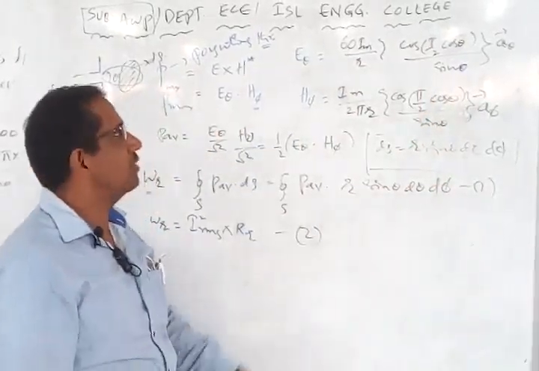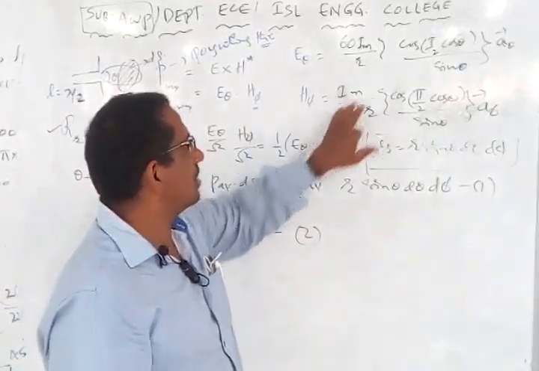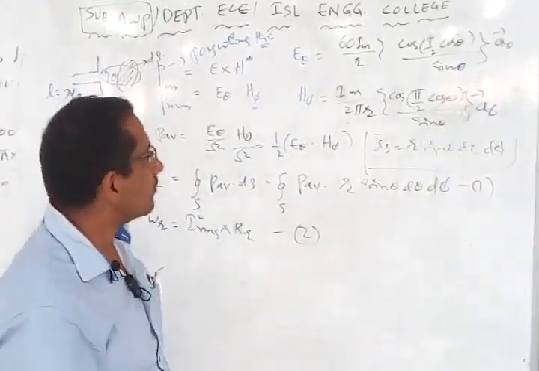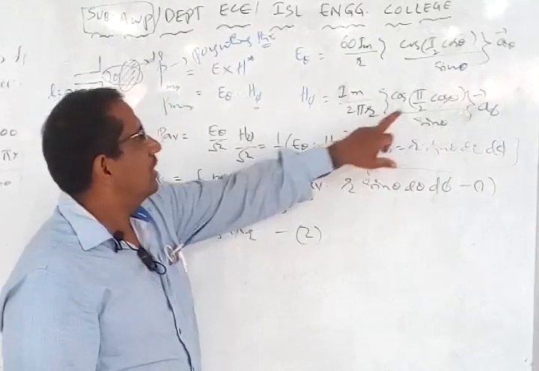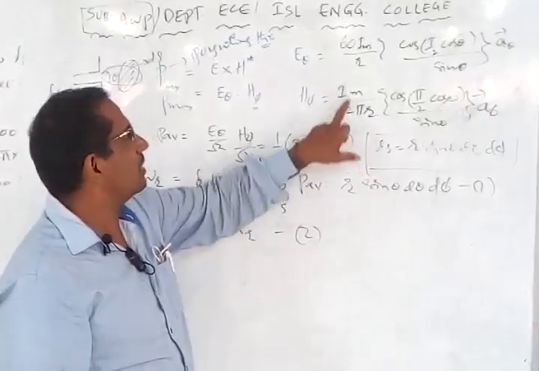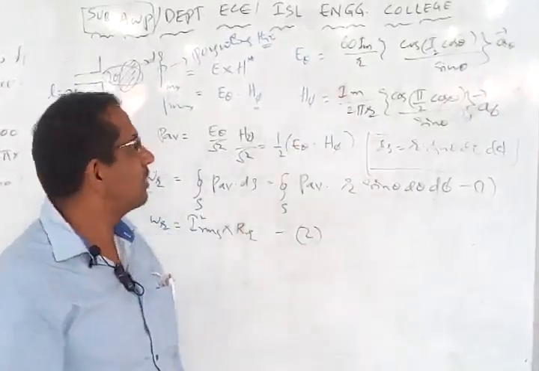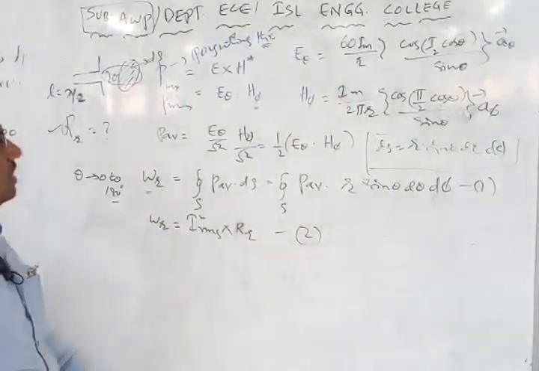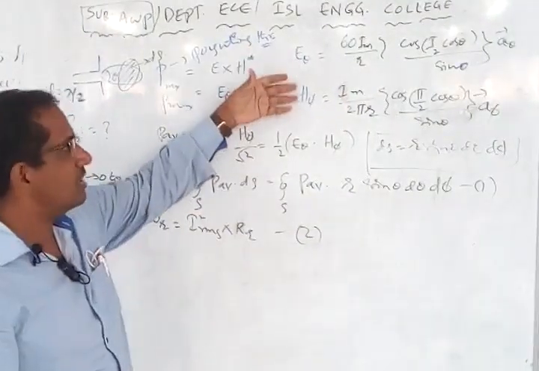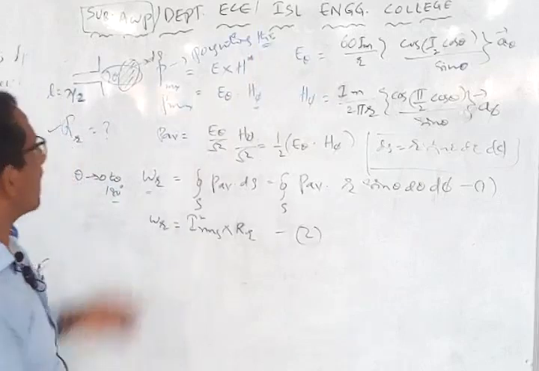So if you remember one equation, you can remember the other equation very easily. And in this part we have to remember Im by 2 pi r. You have to remember Im by 2 pi r. So this is the equation for E theta and H phi. Simply substitute these two for the average power.